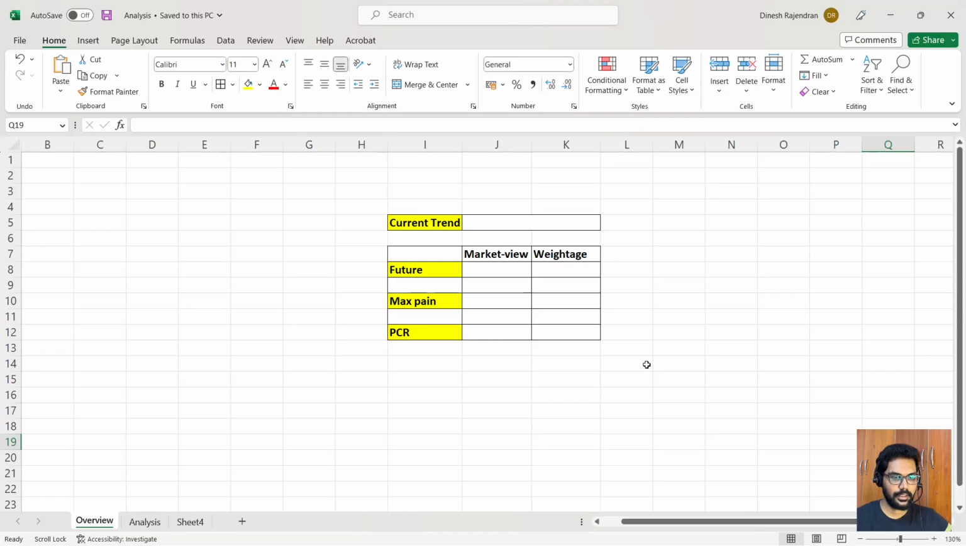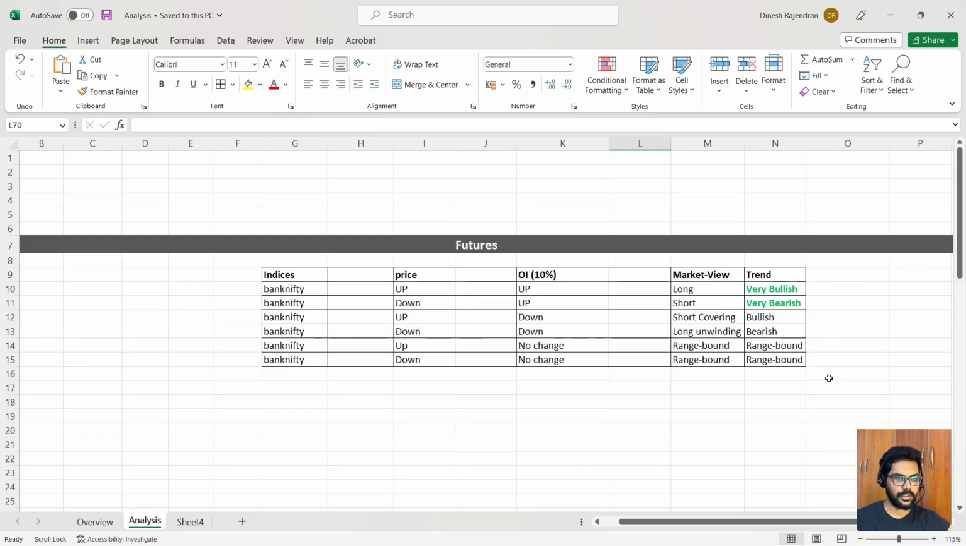Here you can see in the Excel three ways of analysis: one is futures, max pain, and PCR. Based on this, we are going to predict the market view and finalize the current trend. First, we'll see how to analyze futures.